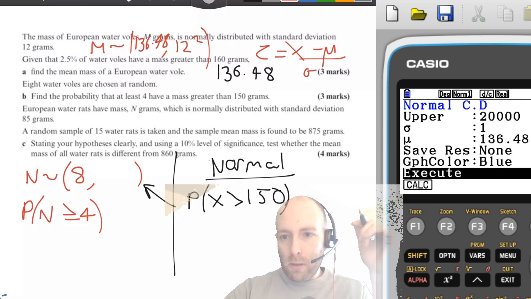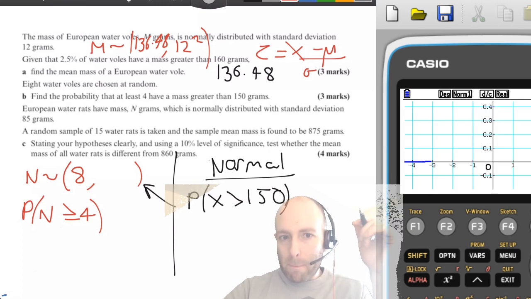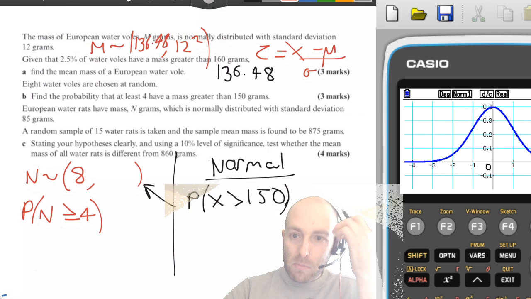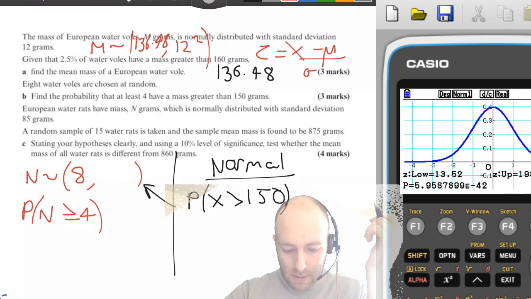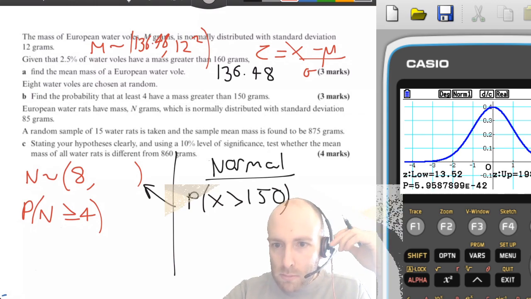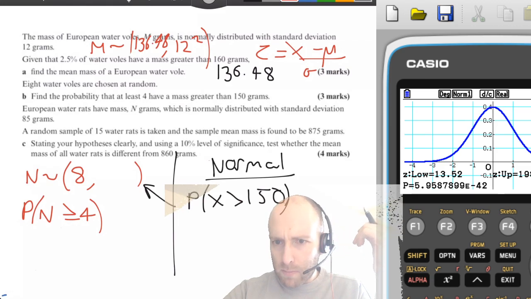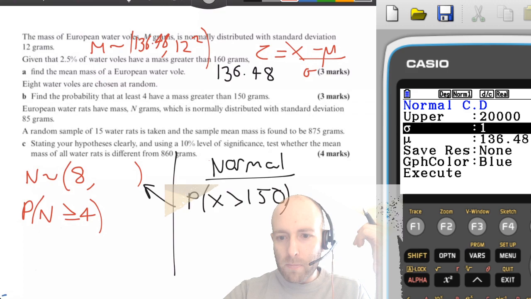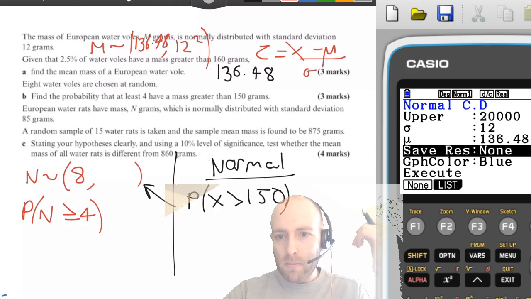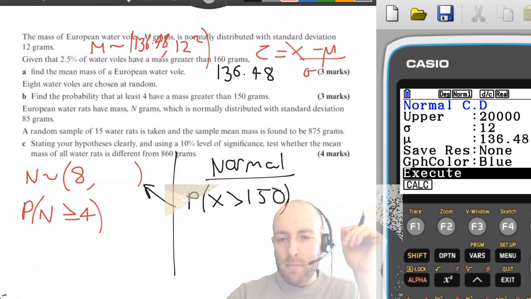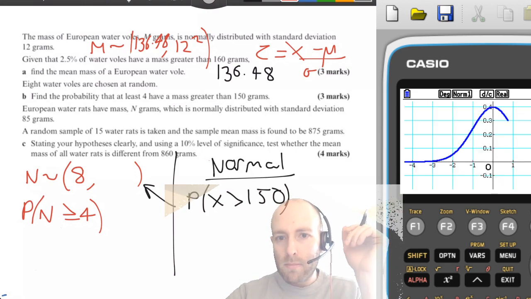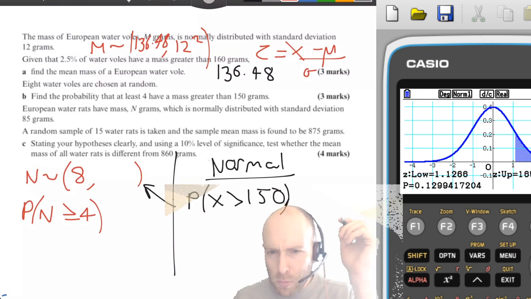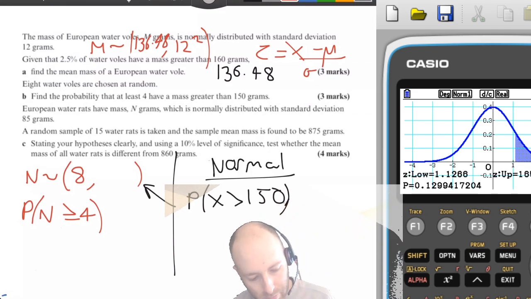Cool. If we draw it, we get our probability as being... have I typed something in wrong there? Oh, sigma's not 1. It should be 12. Cool. There we go. So probability 0.1299.